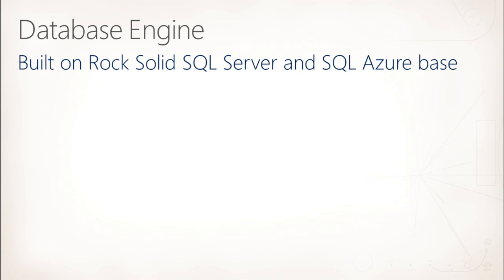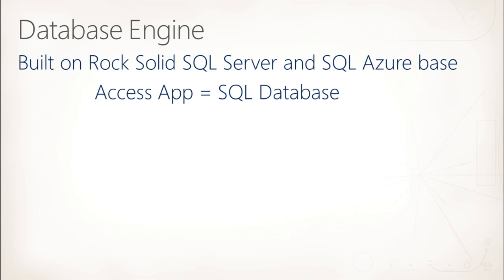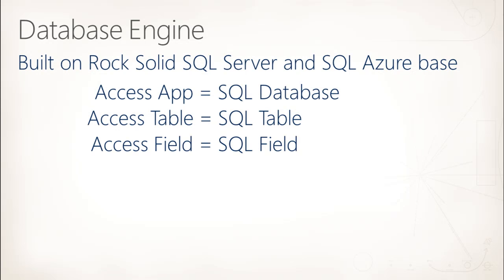The data tier, however, we're making a hard bet on SQL Server. And we've tried to make it as clean as possible, the interface between what we do in Access and what we do in SQL. So for example, an Access app is equal to one and only one SQL database. When you spawn up an Access app, we create a SQL database, everything goes in that one database. An Access table is equal to a SQL table, one for one. An Access field, a SQL field, one for one.